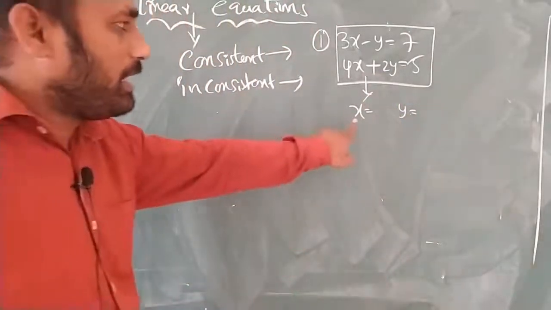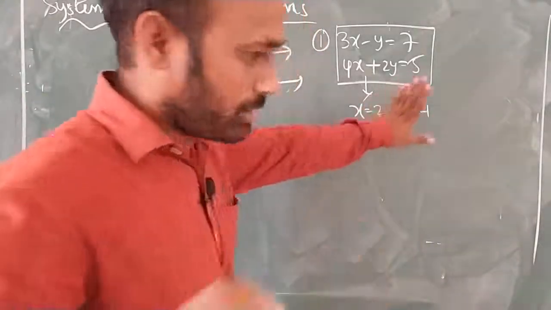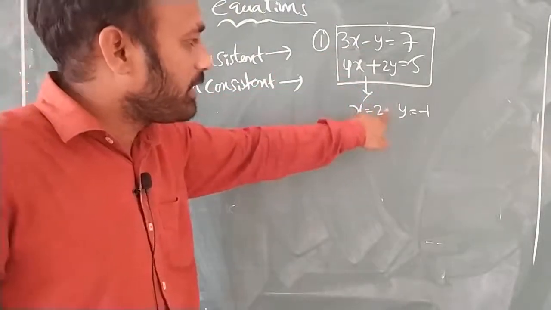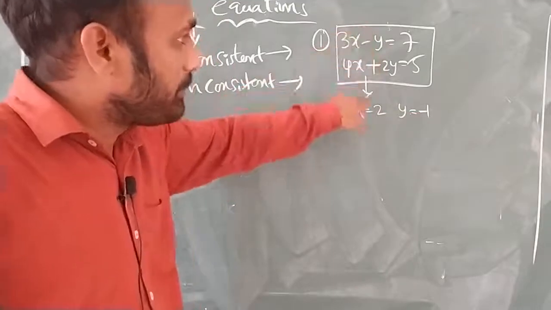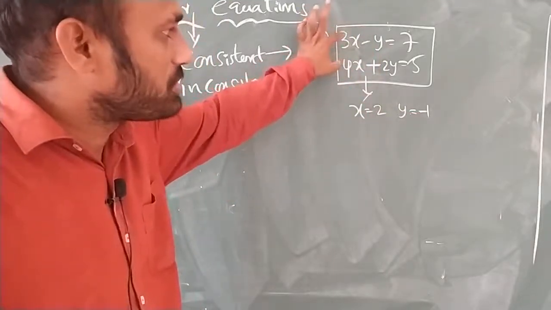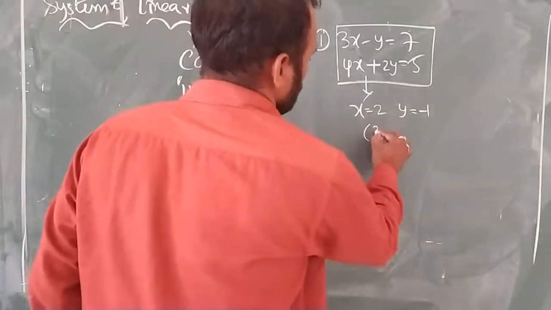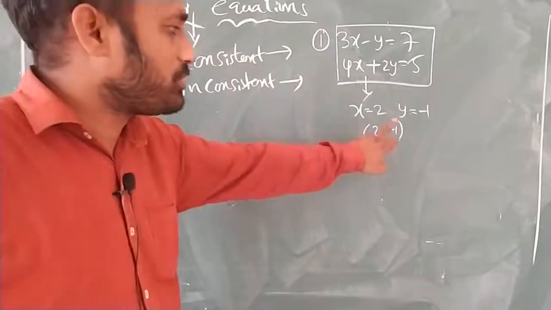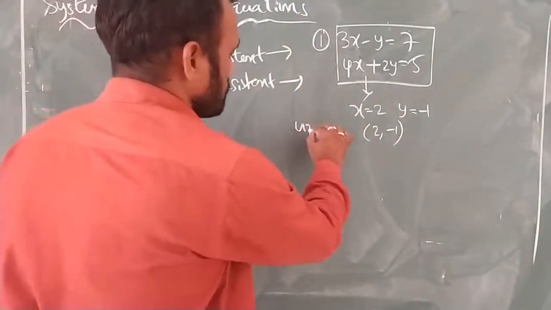And moreover, it will satisfy, for example, x is equal to 2 and y is equal to minus 1 if I got that. See, I have not done the solving, but I am saying that if the x value is 2 and the y value is minus 1, then this represents that these two linear equations have only one solution. What is that solution? 2 comma minus 1 is the solution. So we have only one solution. That solution we will call a unique solution.